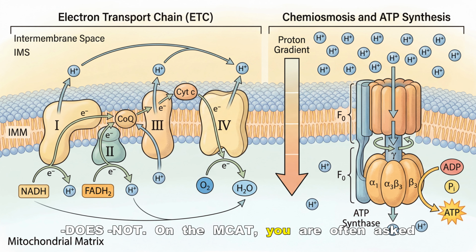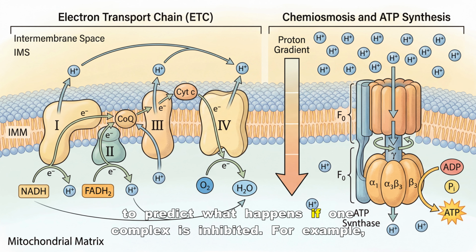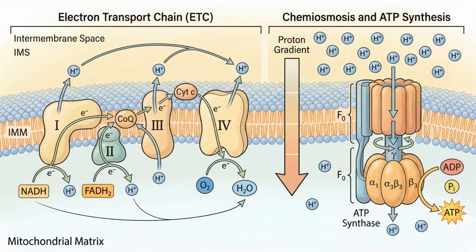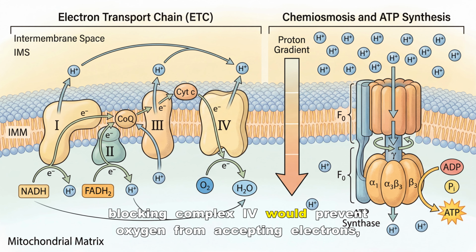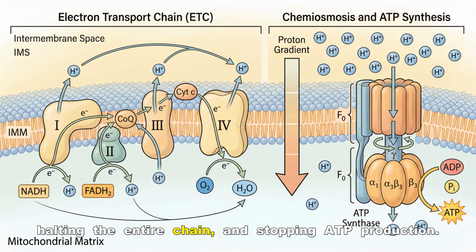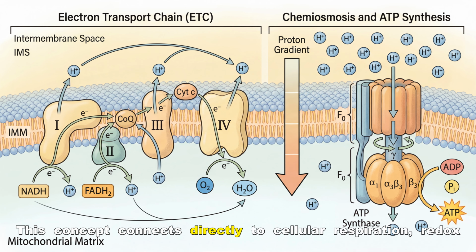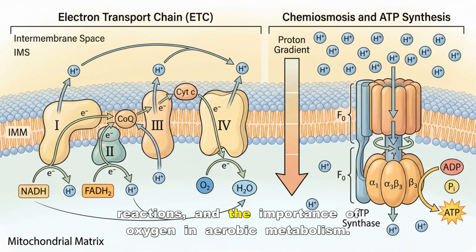On the MCAT, you are often asked to predict what happens if one complex is inhibited. For example, blocking complex 4 would prevent oxygen from accepting electrons, halting the entire chain, and stopping ATP production. This concept connects directly to cellular respiration, redox reactions, and the importance of oxygen in aerobic metabolism.